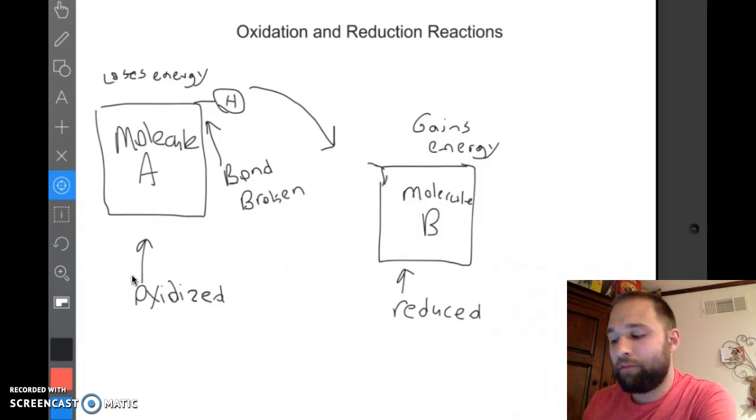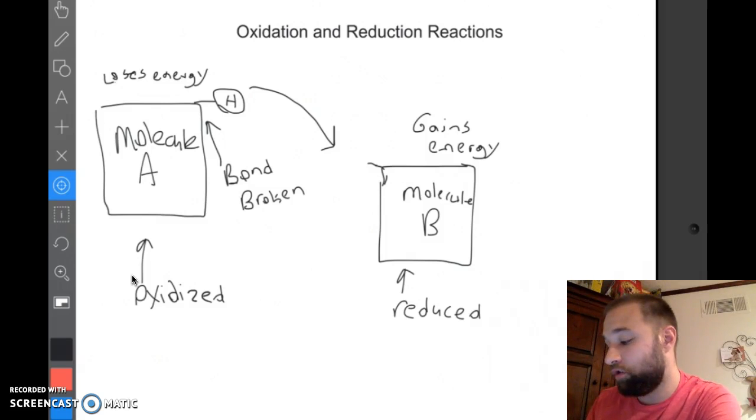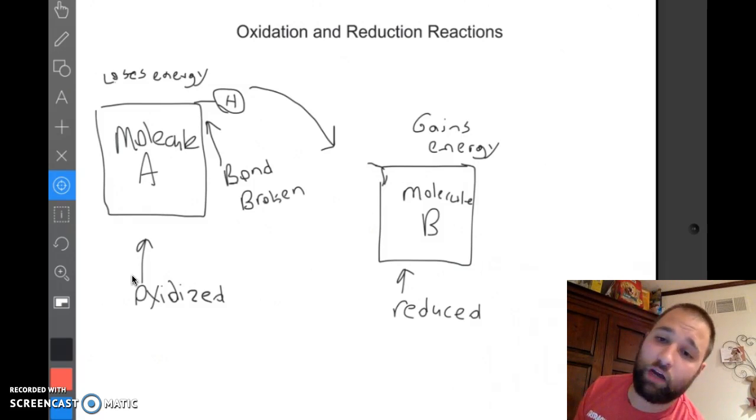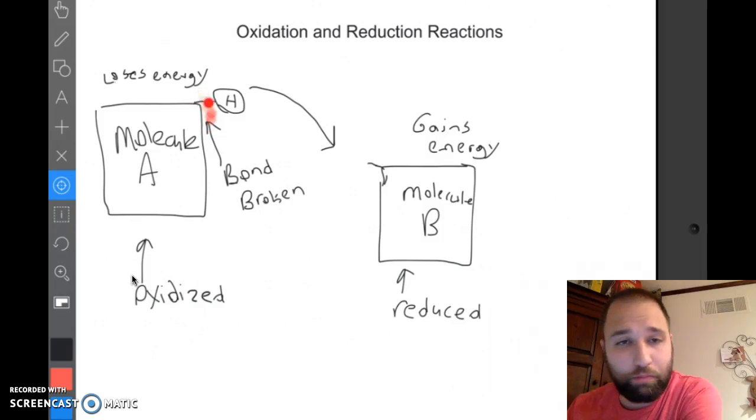Now the terms oxidized and reduced. This reaction here is an oxidation reaction, and you might want to make a note of this. This is where something is removed from a molecule. In this case, the hydrogen is removed, so that's called an oxidation reaction. When something is oxidized, the molecule loses energy, because if I break this bond, there's not going to be as much energy in this molecule.